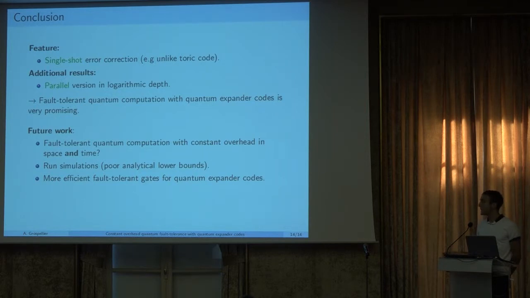Then what would be nice also is to run simulations, because the analytical lower bounds that we get are very, very low. So it would be interesting to know how this code performs in practice. And then also, one advantage of the toric code for the moment compared to the quantum expander code is that we are able to implement fault tolerant gates efficiently. So it would be very nice to find a way to implement fault tolerant gates efficiently for quantum expander codes.